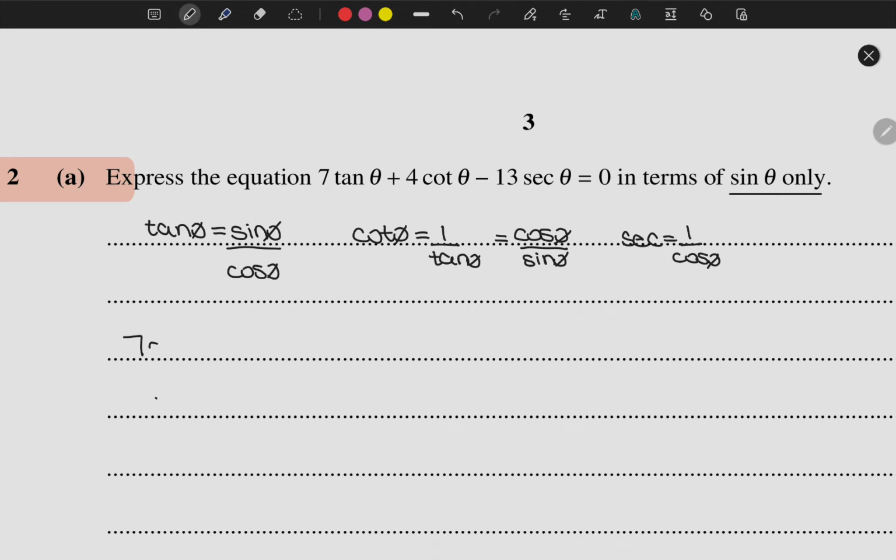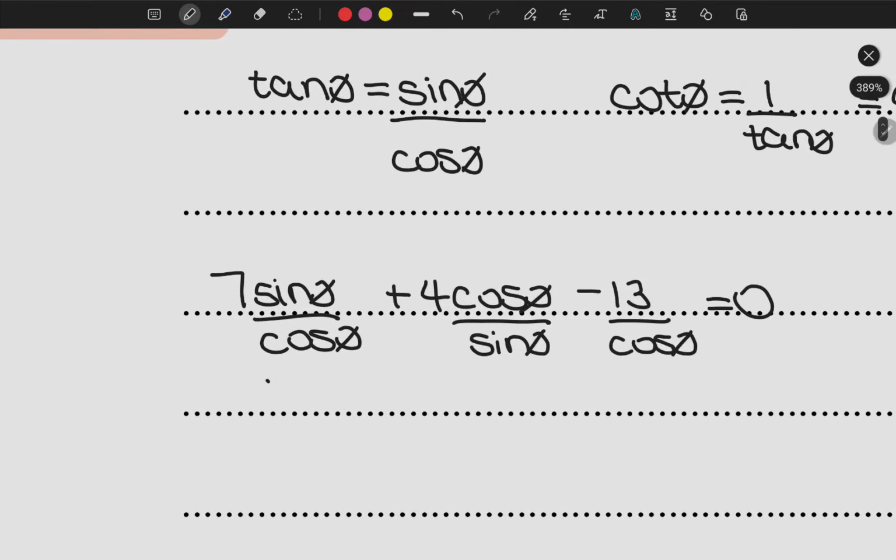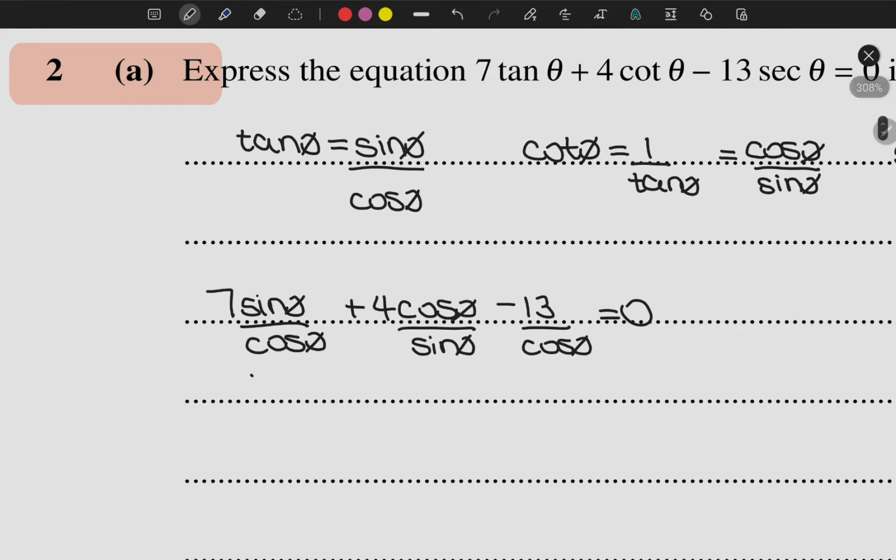So we get 7 sine theta over cos theta plus 4 cos theta over sine theta minus 13 over cos theta is equal to 0. Okay, so now I can see in my denominator I have cos theta and sine theta, so I'm going to multiply both sides by cos theta sine theta.